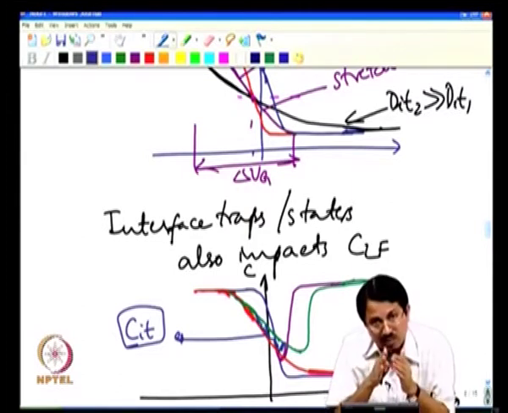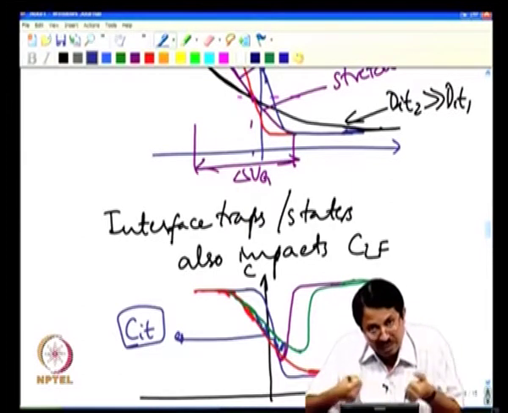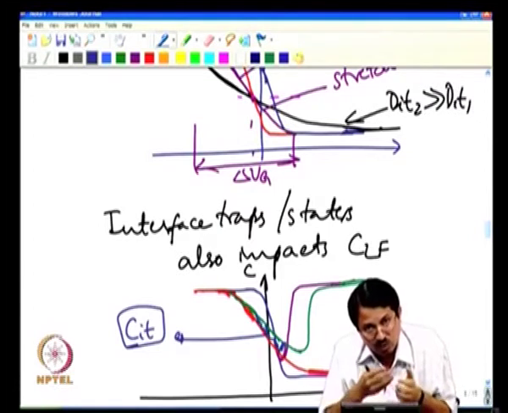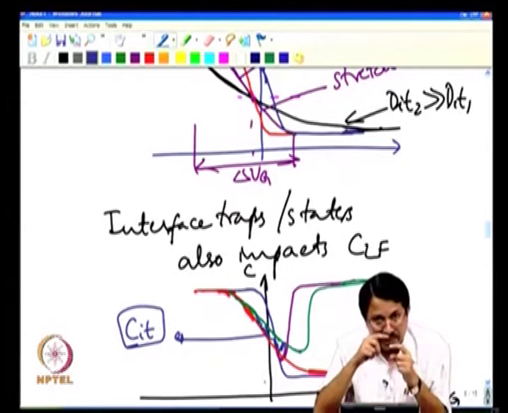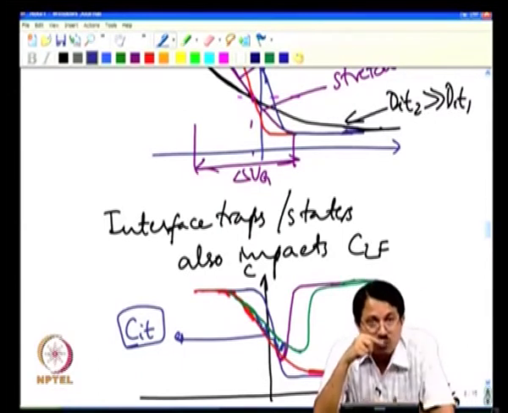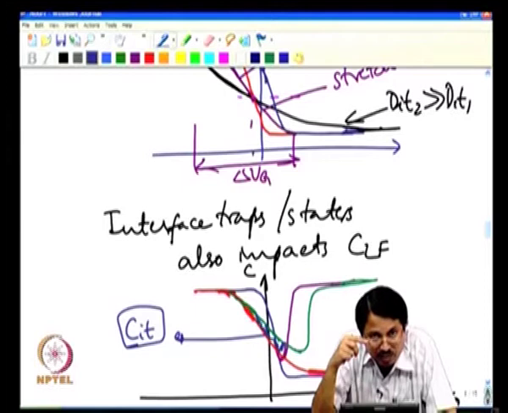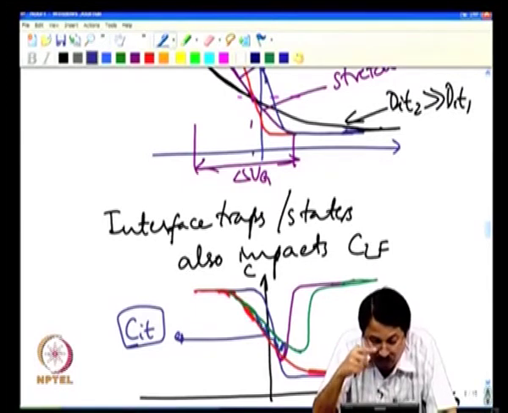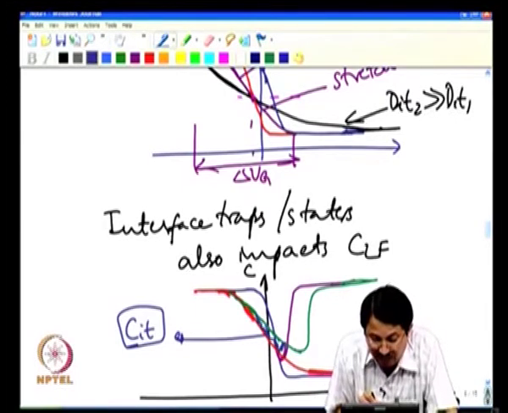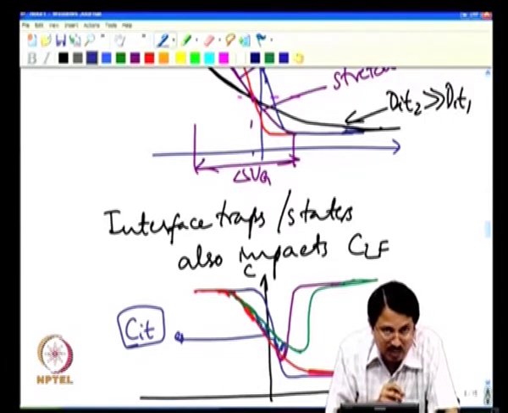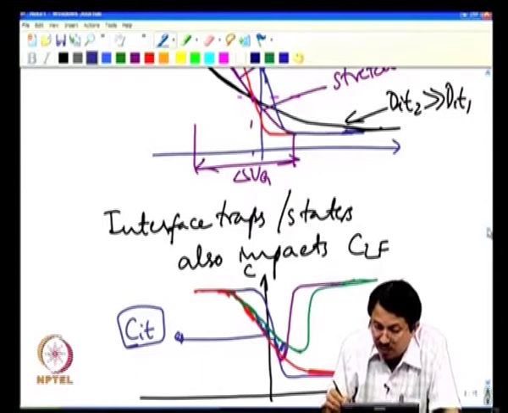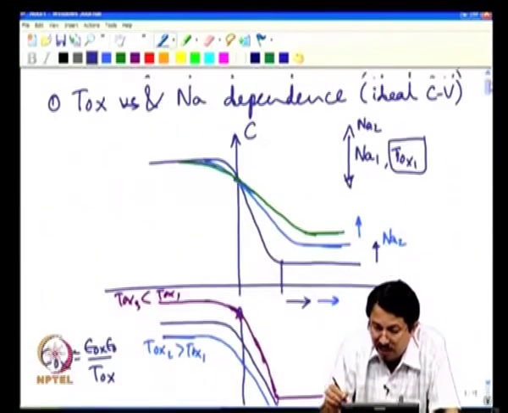And because I am doing slow step, the stretch out is responding to the slow variation, slow ramp that I have, but at any gate voltage my measurement frequency is too fast or too slow. So, for that measurement frequency, only when it is low frequency I have higher capacitance. At high frequency I do not see that capacitance due to interface traps, because frequency is too fast. So, let us just recap then what we discussed.